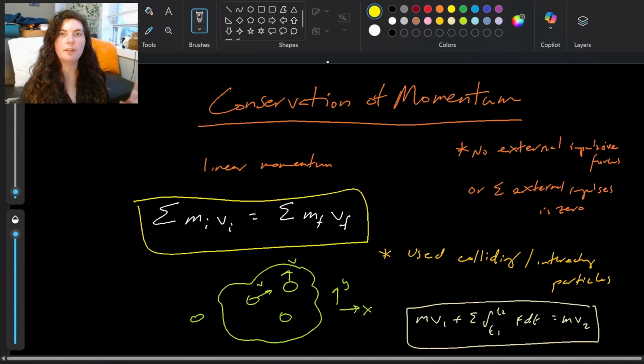Or we can use other concepts that we've covered, our kinematics, work and energy, F equals ma, all of the things that have led up to this point. We can use those in conjunction with conservation of momentum to try to solve some problems. So let's take a look at some examples of how we might use this.